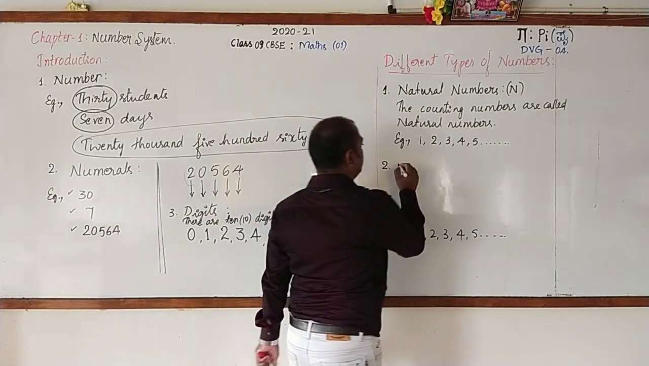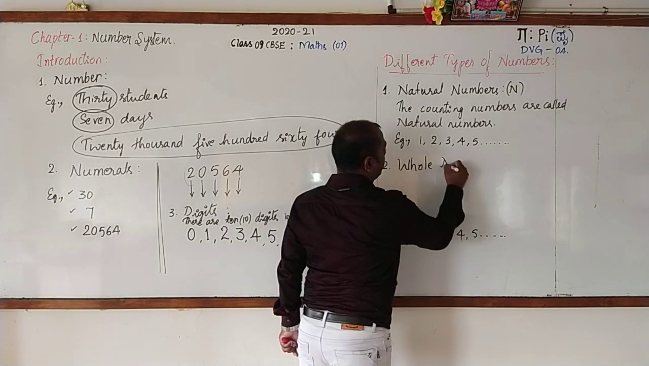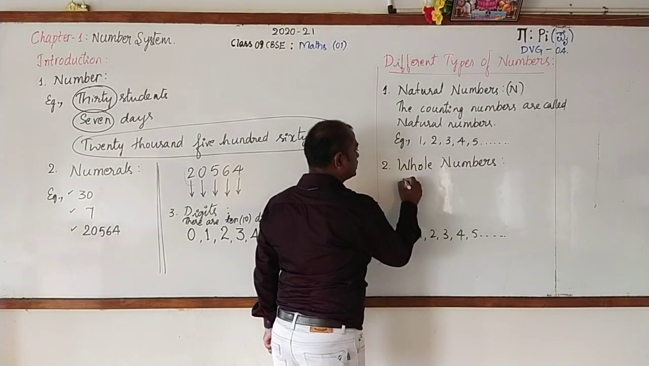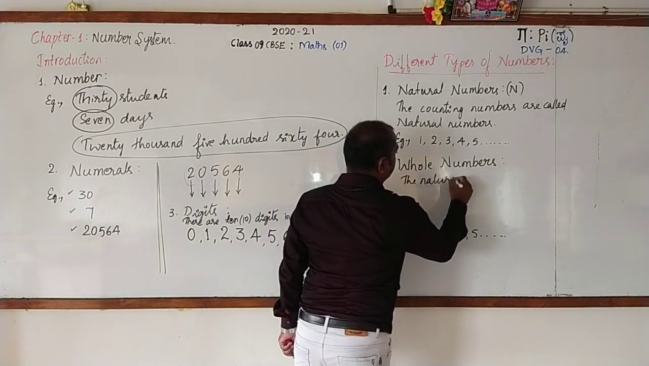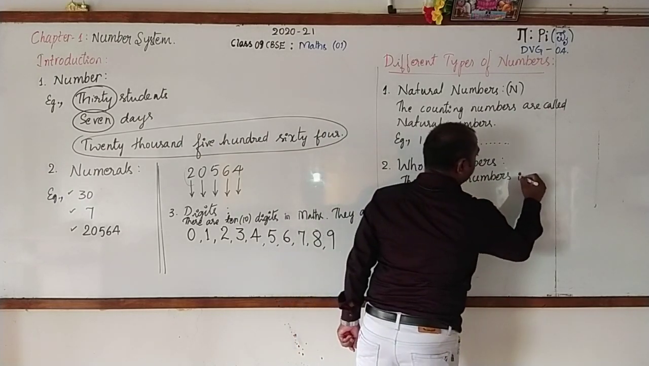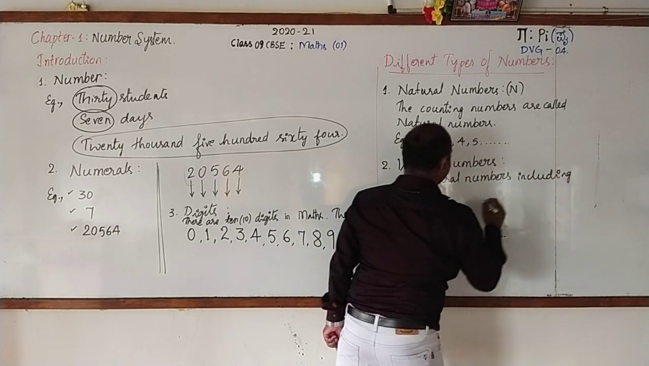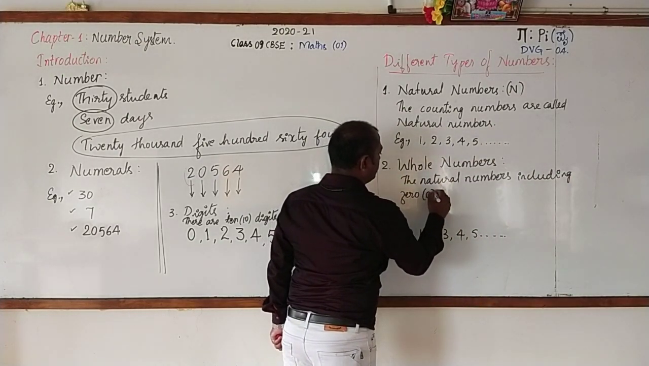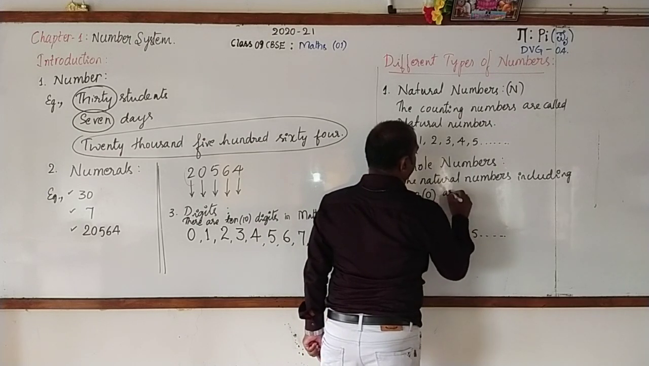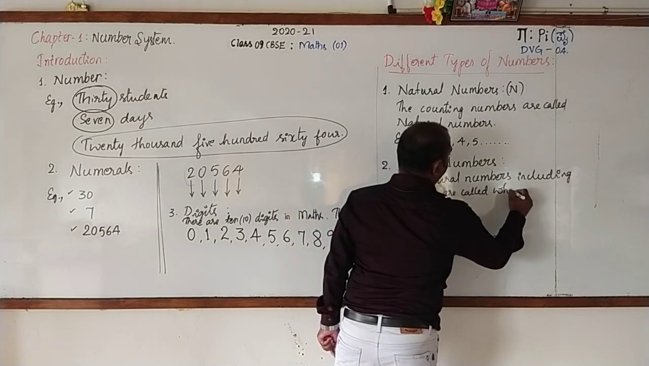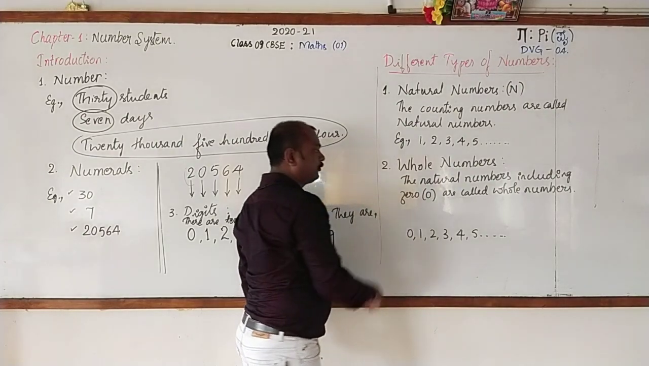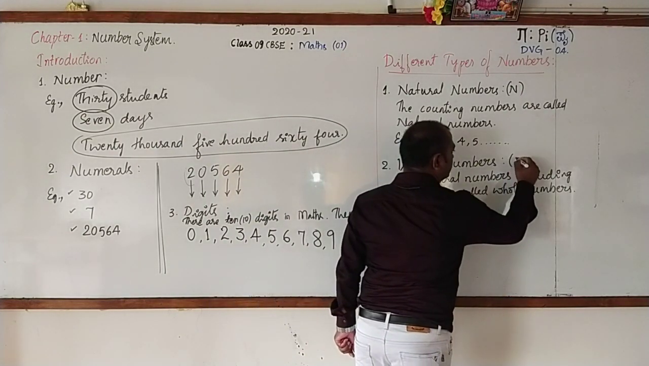Please write with me. Whole numbers. Write the definition. The natural numbers including 0 are called whole numbers. And the collection of whole numbers is denoted by the symbol capital W.